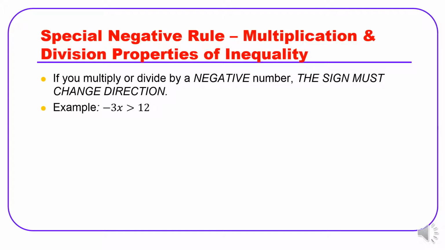Let's take a look at this example. Negative 3x is greater than 12. I would first divide both sides by negative 3 using the division property of inequality, and I must remember to change the direction of my sign. So the final result is x is less than negative 4.